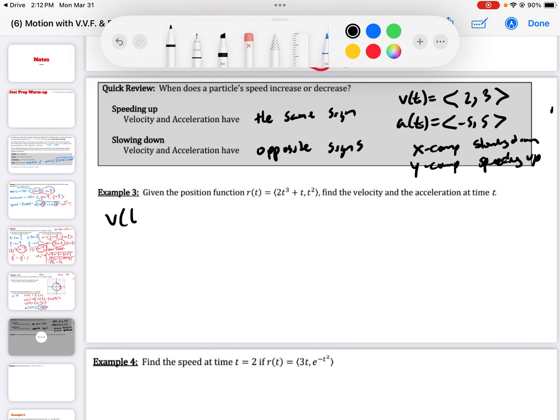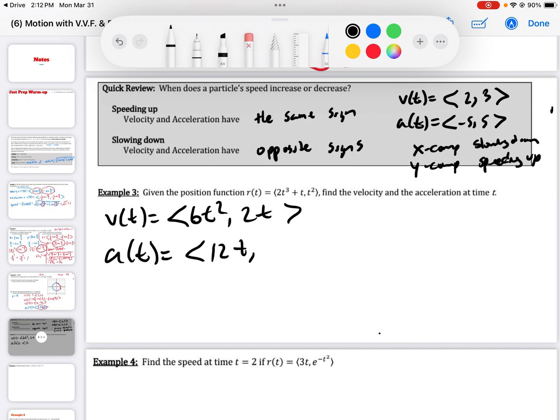All right, so given the position function, find the velocity and acceleration at time t equals 2. So velocity would be equal to the derivative, which would be 6t squared, 2t. Acceleration, the derivative of that, would be 12t and 2.